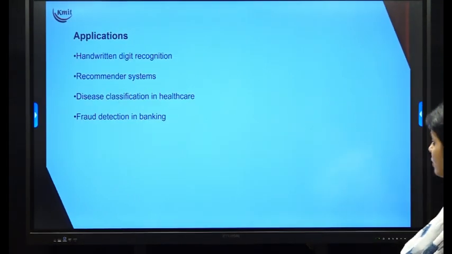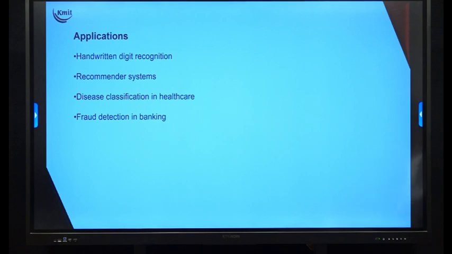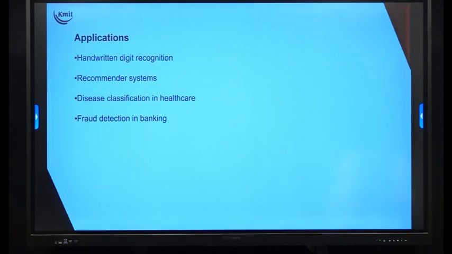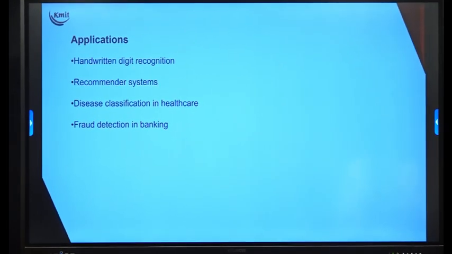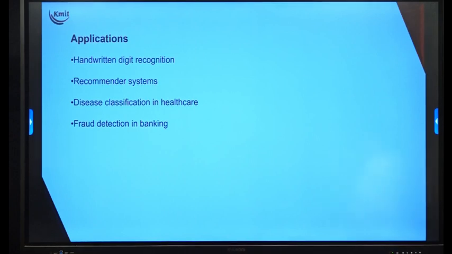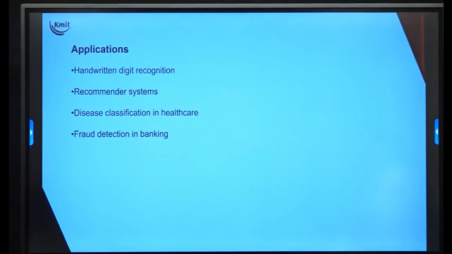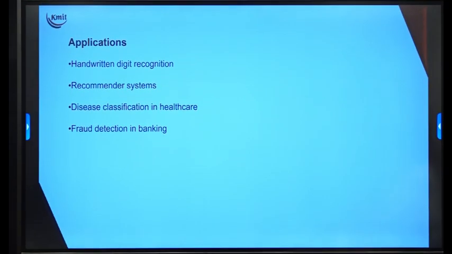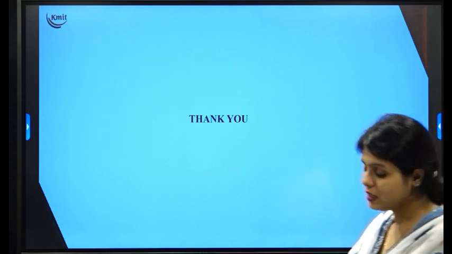So where do we use the KNN algorithm? For handwritten digit classification, we have digits 0 to 9. There are different ways in which we can write the digits, and if you want to classify those handwritten digits, we will be using KNN. Then recommendation systems, when you want to recommend a product, we also use KNN. Then disease classification in healthcare: prediction of cancer, prediction of diabetes, so many predictions in healthcare will use KNN. And then fraud detection in banking. So these are the applications where we use KNN.